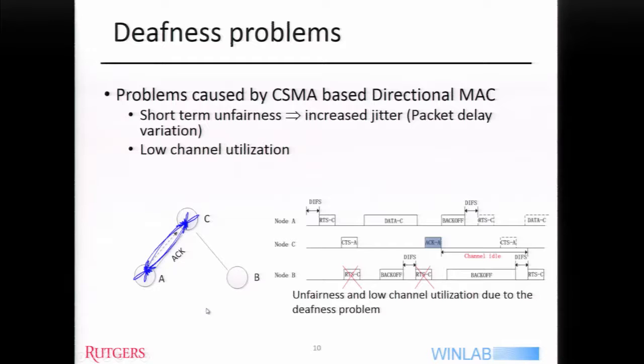Exactly. Question: what's the power consumption when you are in the quasi-omnidirectional mode, when C is actually trying to listen? I think both the transmitter and the receiver are 10 milliwatts. The only difference is the antenna gain. If you use directional antennas, it has much higher antenna gains, and in the quasi-omni, the antenna gain is really low.